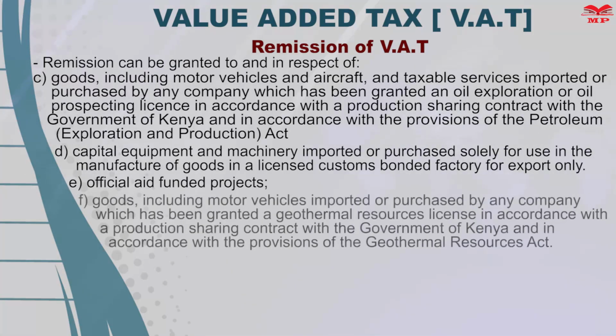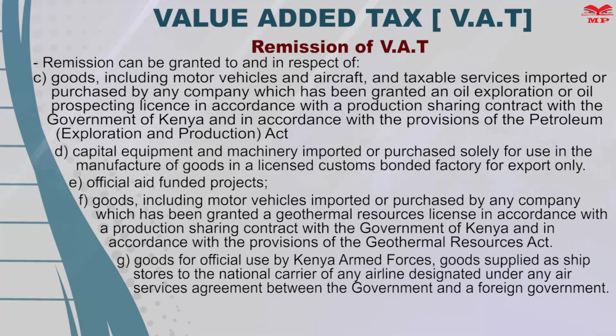F, goods including motor vehicles imported or purchased by any company which has been granted a geothermal resource license in accordance with a production sharing contract with the government of Kenya and in accordance with the provisions of the Geothermal Resources Act. Currently, we have Kenya Power doing that. G, goods for official use by Kenya Armed Forces. Goods supplied as ship stores to the national carrier of any airline designated and under any air services agreement between the government and a foreign government.